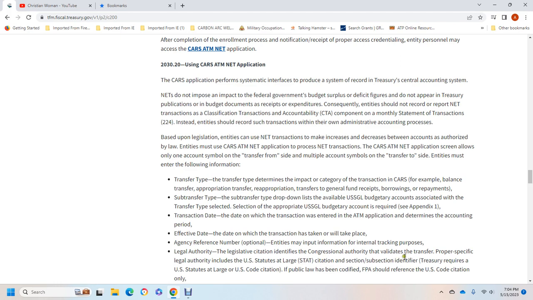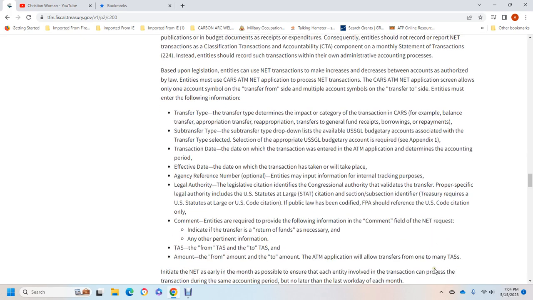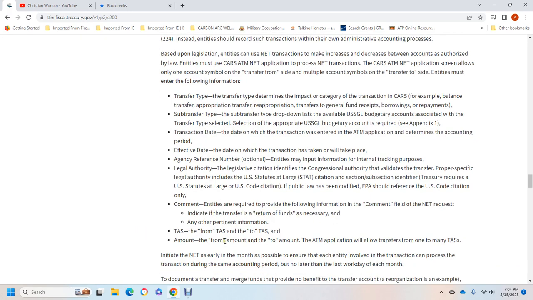Statutes at Large citation, section, subsection, and identifier: Treasury requires the U.S. Statutes at Large citation and the U.S. Code citation, with a reference for the U.S. Code citation. Comment: entities are required to provide the following information in the comment field: the net request to gain, transfer, return funds, and any other pertinent information.